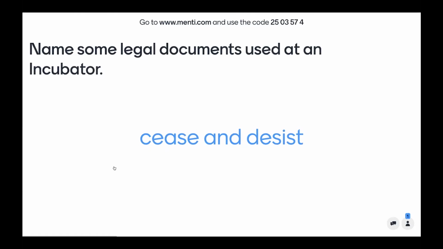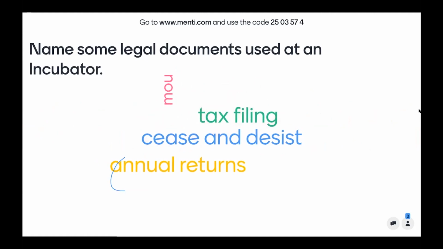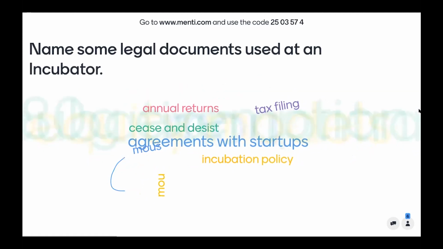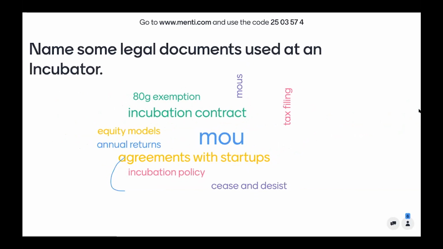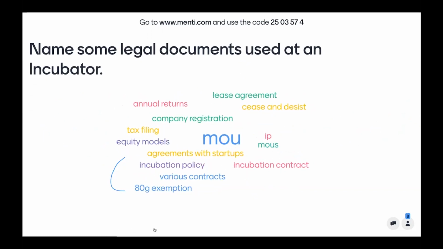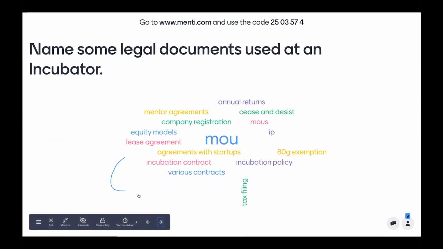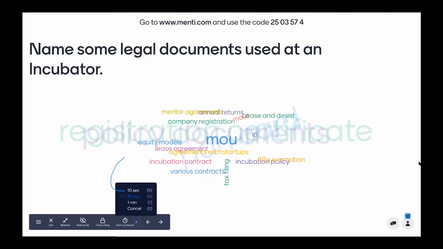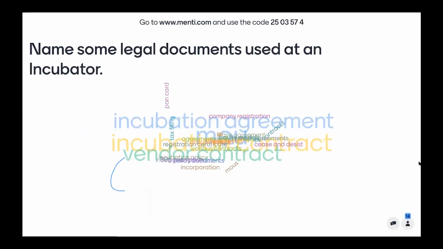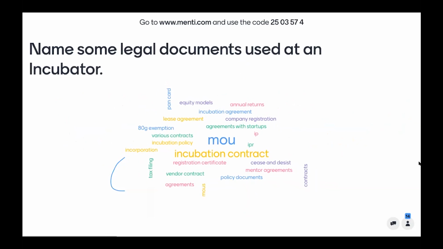Cease and desist, right? Tax filing, annual returns, MOU, correct. Agreements with startup, incubation policy, exemption, equity models, annual returns, lease agreement, great. Again, these responses are anonymized, so please go ahead, feel free to respond and we will see. I think MOU is something which is repeating. We have annual returns, company registration, great, okay.